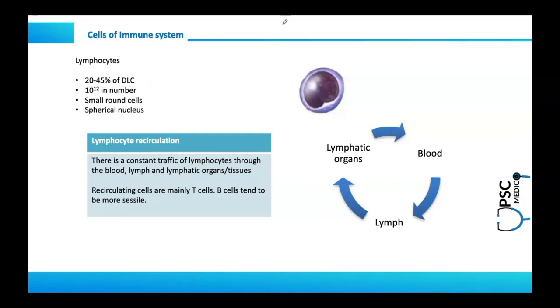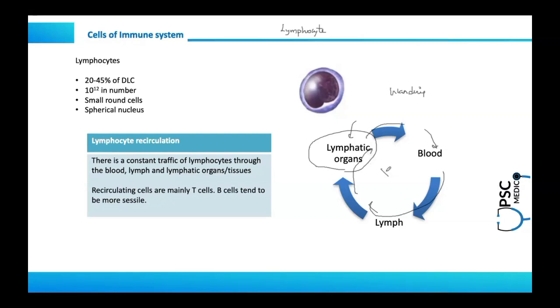One interesting concept is lymphocyte recirculation. These lymphocytes are wandering cells. They won't stay at a single place. They go to lymphatic organs like spleen, lymph nodes, and liver. They again come back to the blood. They travel through the lymph. They again enter lymphatic organs. So there is a constant traffic of these lymphocytes traveling through the blood, lymph, and lymphatic organs. We call this lymphocyte recirculation.